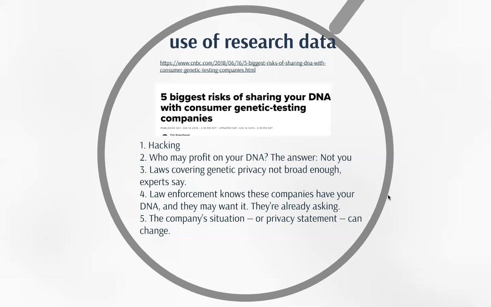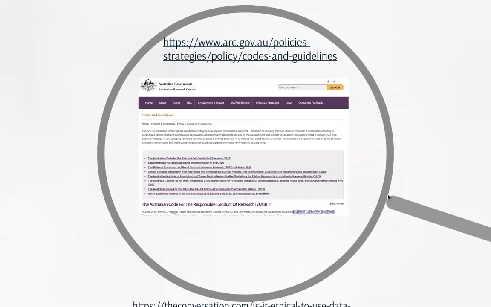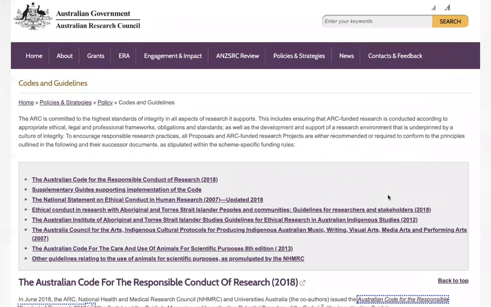And when DNA becomes a digital artifact, who owns that? Do you actually still have legal rights over the DNA that's created you? There are codes of conduct. Australia has a responsible code of conduct for research, but again, often codes of conduct aren't necessarily enforceable.